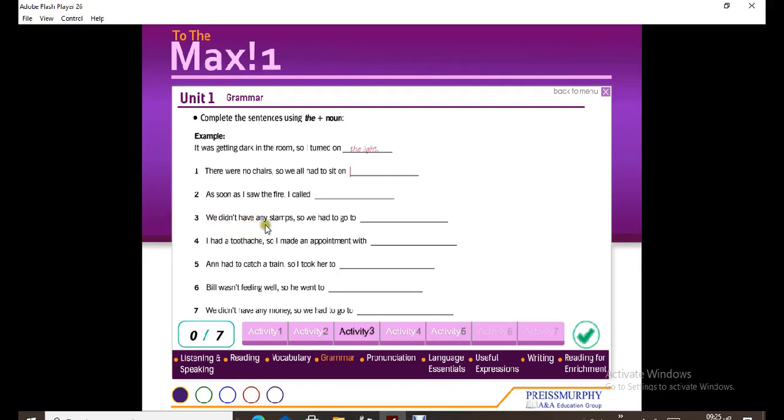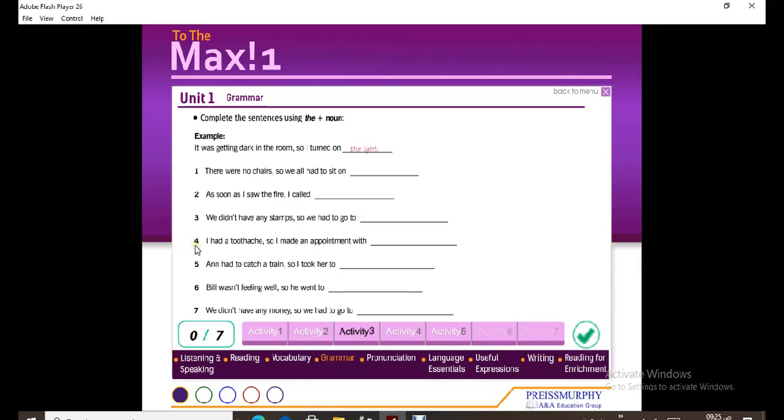Now, this is number 3. We didn't have any stamps. So, we had to go to where? To maybe the post office, maybe the bookshop, and all are right. All you need to write is "the" plus a noun. We didn't have any stamps. Where did we buy stamps from? Maybe from the post office, the bookshop, and all are right.